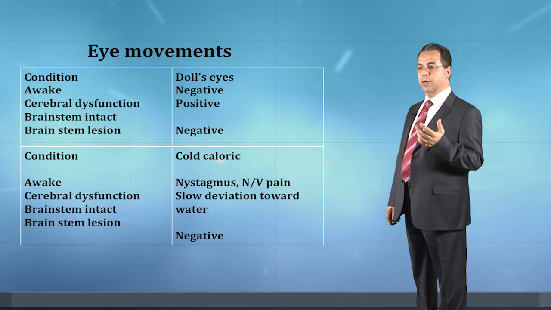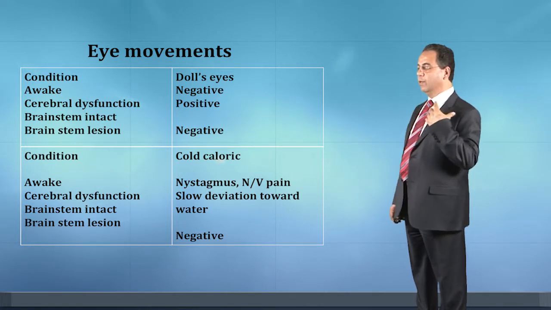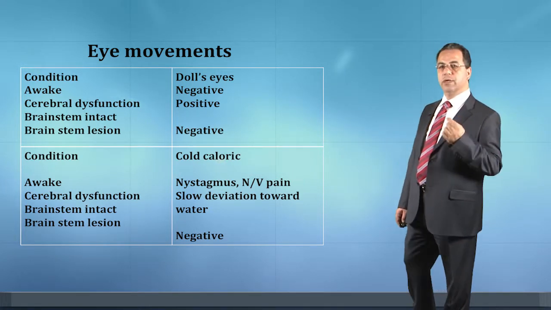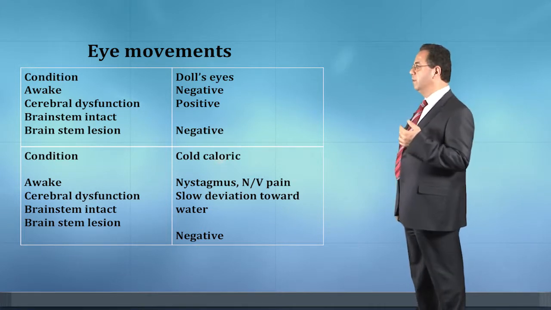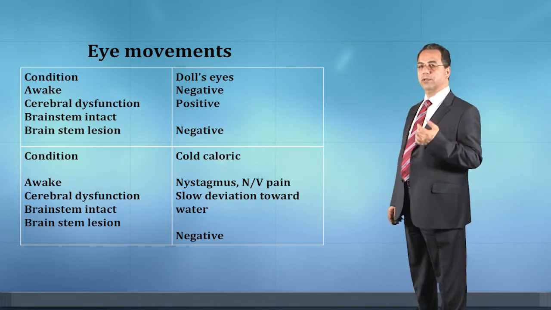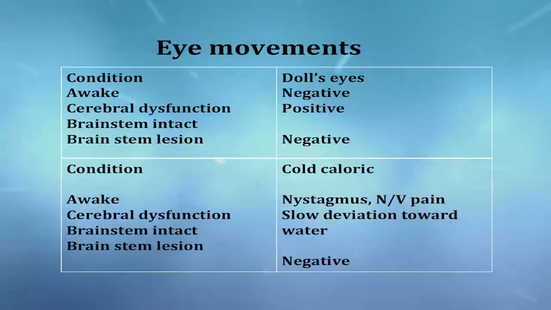If there's no history of trauma and you are comfortable that there's nothing wrong with the cervical spine and the patient is unresponsive, you need to do Doll's eye and caloric testing. Abnormality in these two tests indicates cerebral dysfunction with intact brainstem.